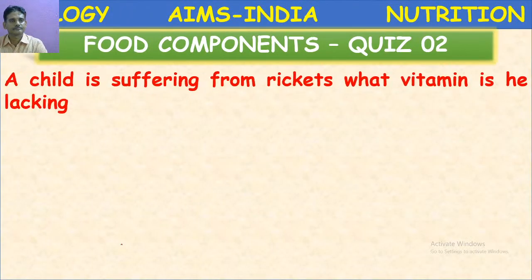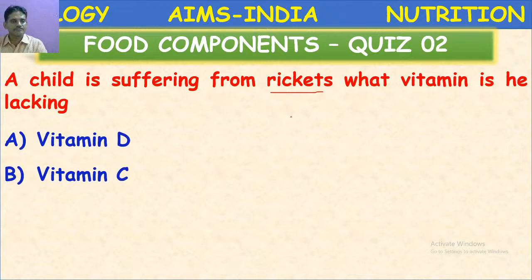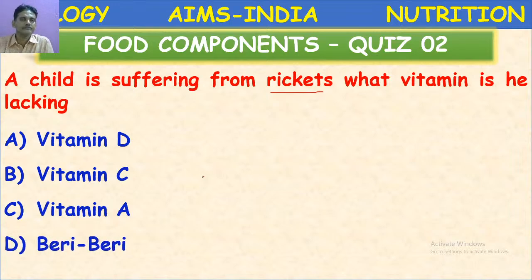Next. A child is suffering from rickets. What vitamin is he lacking? Vitamin D, vitamin C, vitamin A, beriberi. Okay, rickets. The clue I am giving: bent bones or bow-like bones. The knees will touch each other. That is one of the symptoms of rickets. Children below 5 years of age get rickets. Yes, vitamin D deficiency causes rickets. So here option A is the correct option.